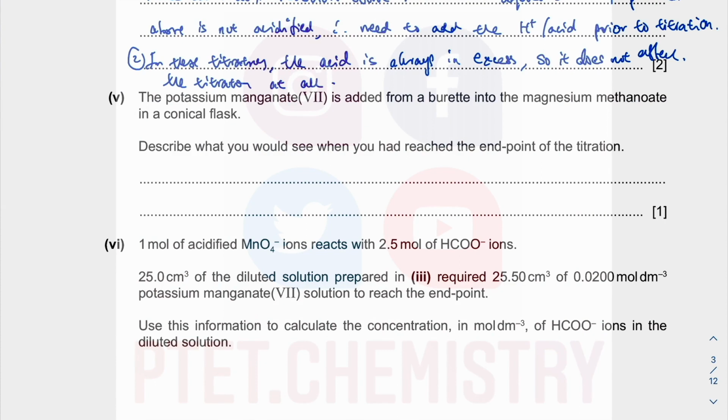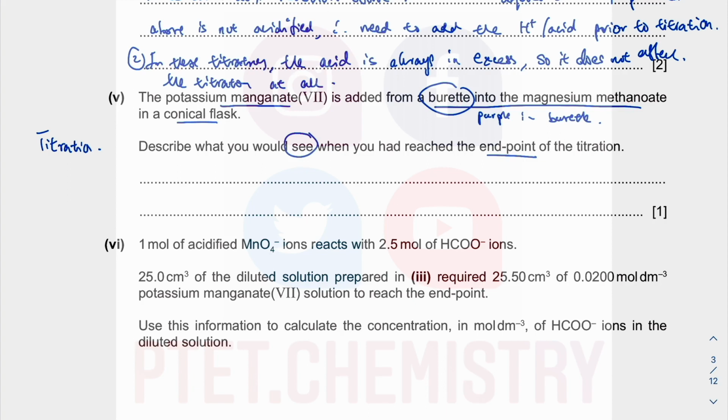So the potassium manganate(VII) is added from a burette into the magnesium methanoate in the conical flask. This is your titration. So this is from the burette, so your purple is in the burette. So what would you see at the end point? What will you see at the end point? You've got to bear in mind, this is your purple in the burette. You have magnesium methanoate in the flask.